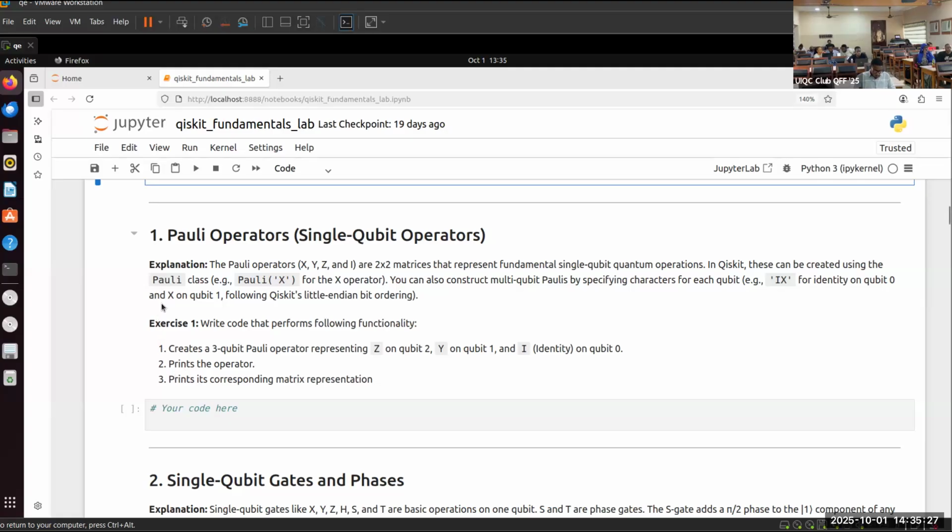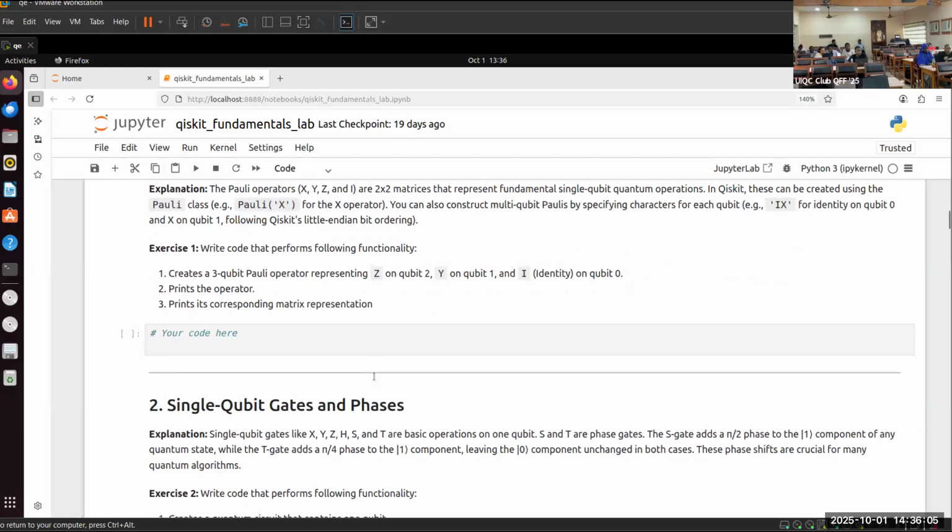Here now you can see what is next. You have to write code that performs the following functionality. First, create a 3-qubit Pauli operator representing Z on qubit 2, Y on qubit 1, and identity on qubit 0. Then print the operator. Then the third thing is to print the corresponding matrix representation. What all of this means, you should not bother about now. We're just seeing an example of how to use the notebook.